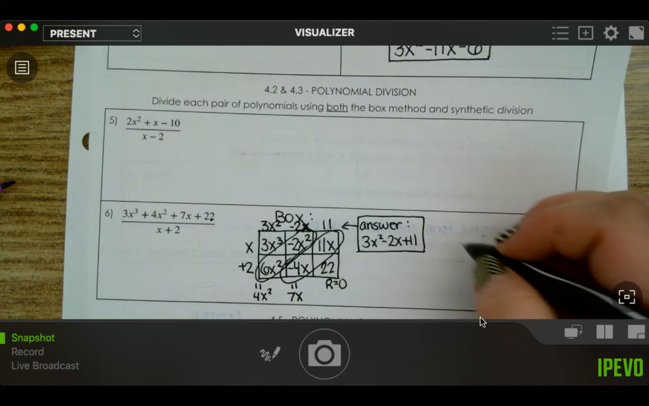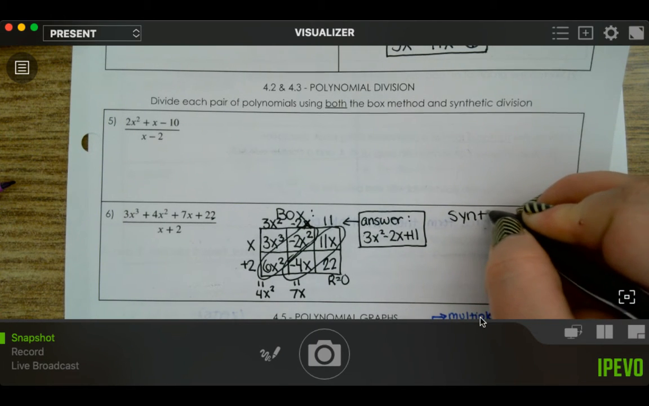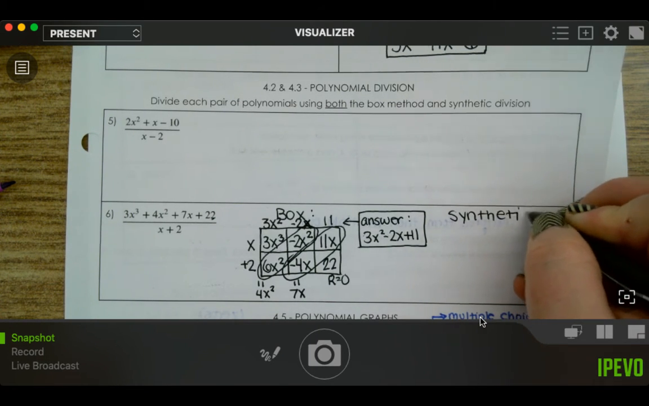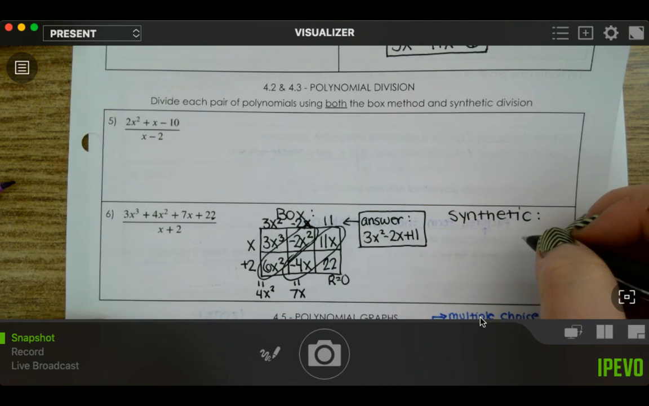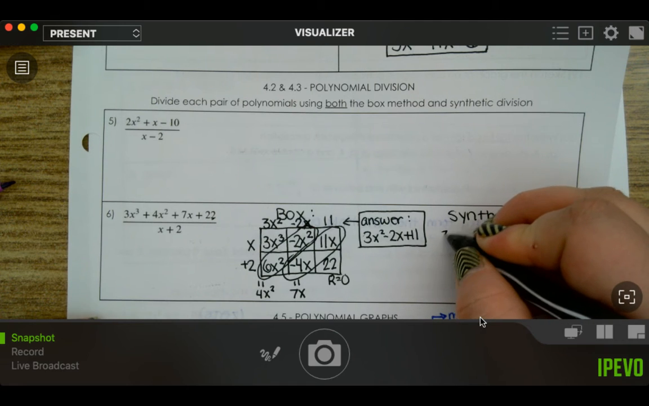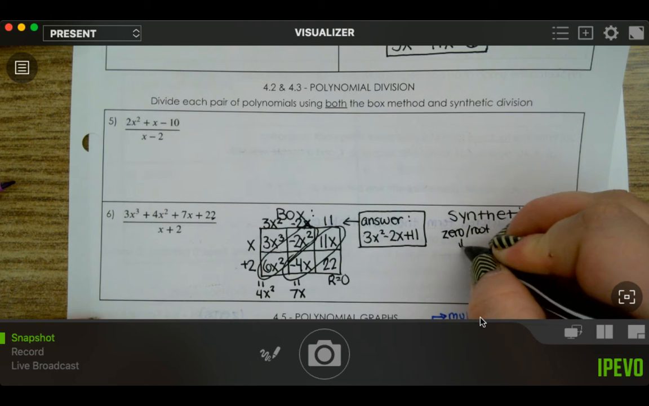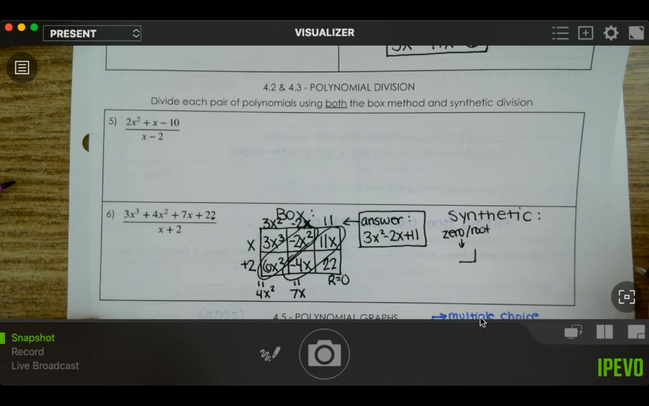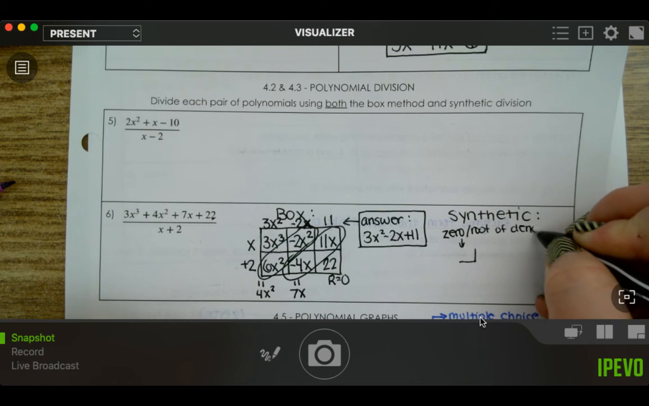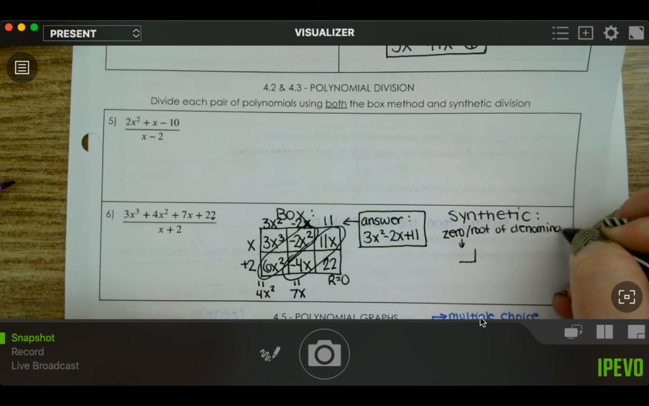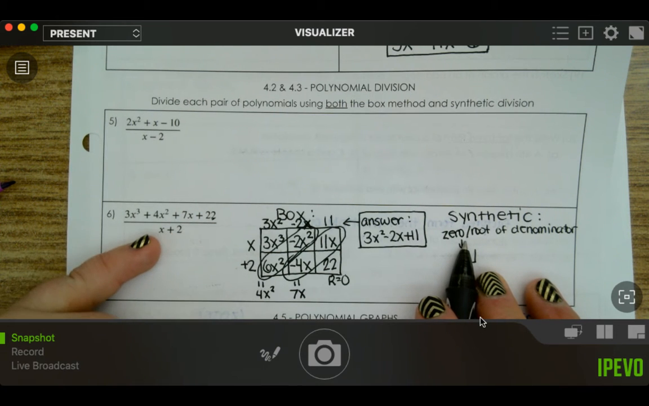And coming over here to do synthetic. This one's a little bit faster, but you do have to remember how to do it because it's less natural. So you're going to take the 0 or the root and put it in a box right here. Of the denominator, sorry, I should have said that before. The denominator is the bottom part.